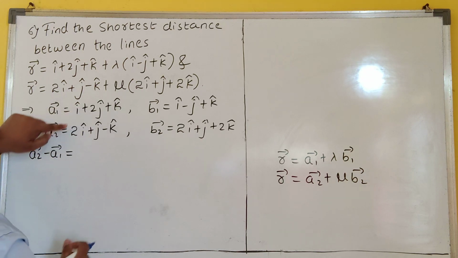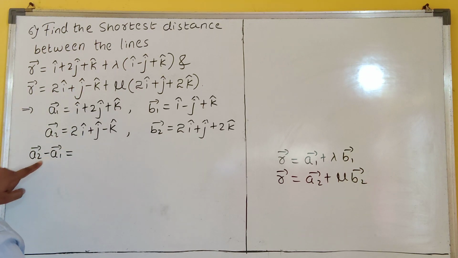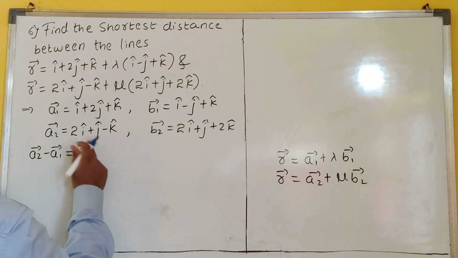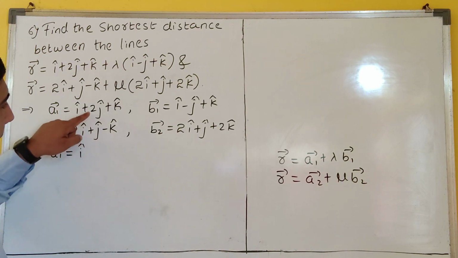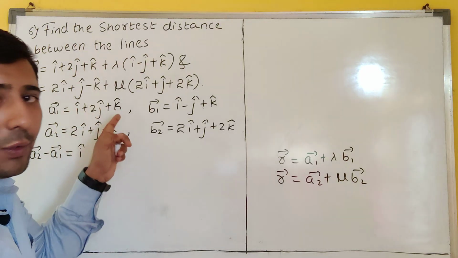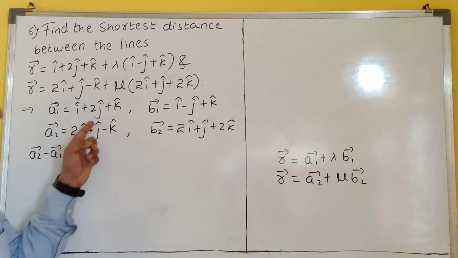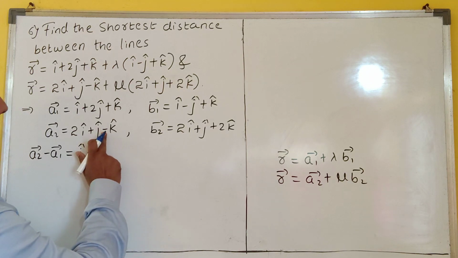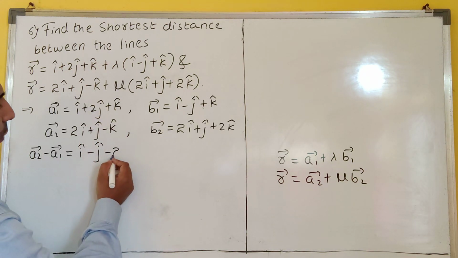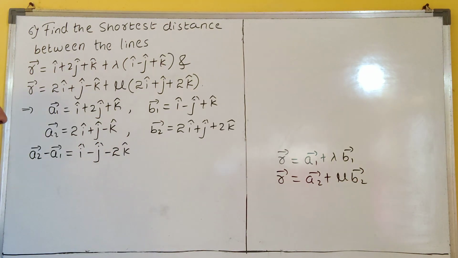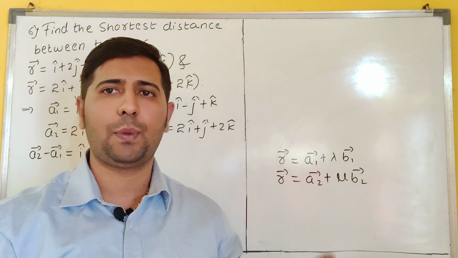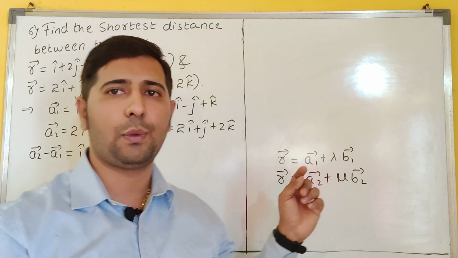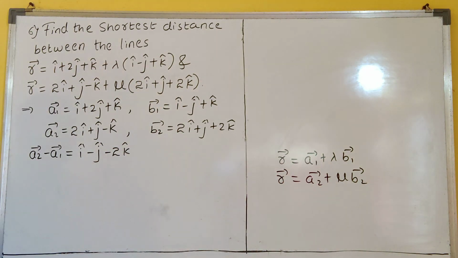a2 minus a1: 2 minus 1 is 1 i cap. 1 minus 2, plus will become minus, I had already told you because you are saying minus a1. 1 minus 2 is minus j cap. Minus 1 minus 1 is minus 2 k cap, dear students. Clear? That is a2 minus a1. If you want, you write it in full and subtract them. I had already shown in the first video how to subtract, so you can go through that.